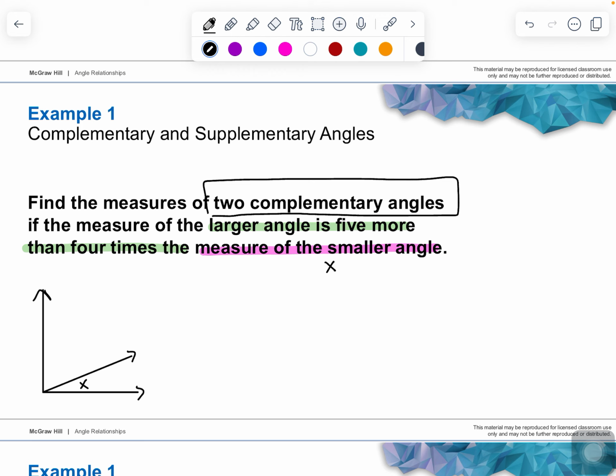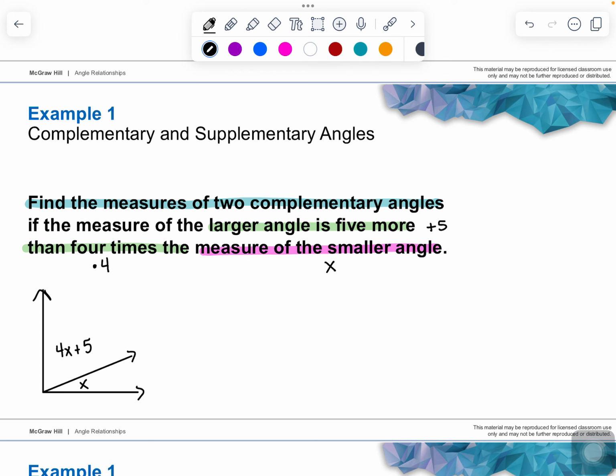And the larger angle is going to be 5 more than 4 times. So 5 more means we're adding 5, and 4 times means times 4. So we're going to take x times 4, 4x, and then we're going to add 5 to it. That's what we get right there. But that's not done. That is the hardest part of this. But we still need to go back and figure out what they want us to do. We need to find the measure of the two complementary angles. That is our goal.